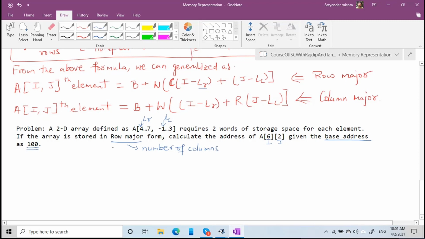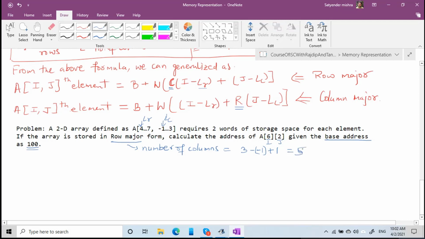And in column major, we have to calculate the number of rows. You can see it here very easily. Number of rows is required in column major, and in row major, number of columns is required. So the number of columns will be calculated very easily. We can write it here 3 minus 1, I'm sorry, 3 minus 1 and plus 1. So this is how we can calculate the number of columns. So the number of columns is 5.